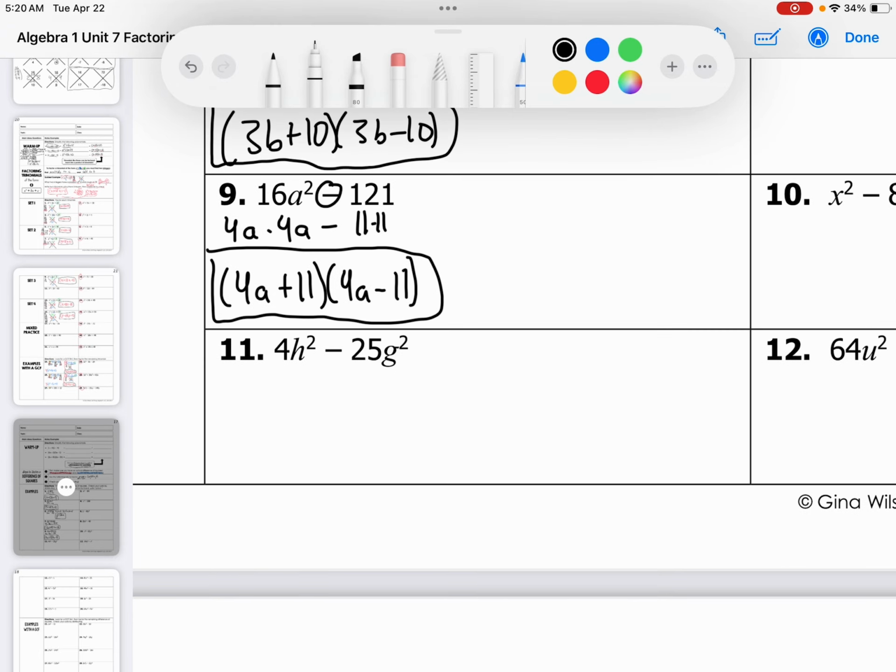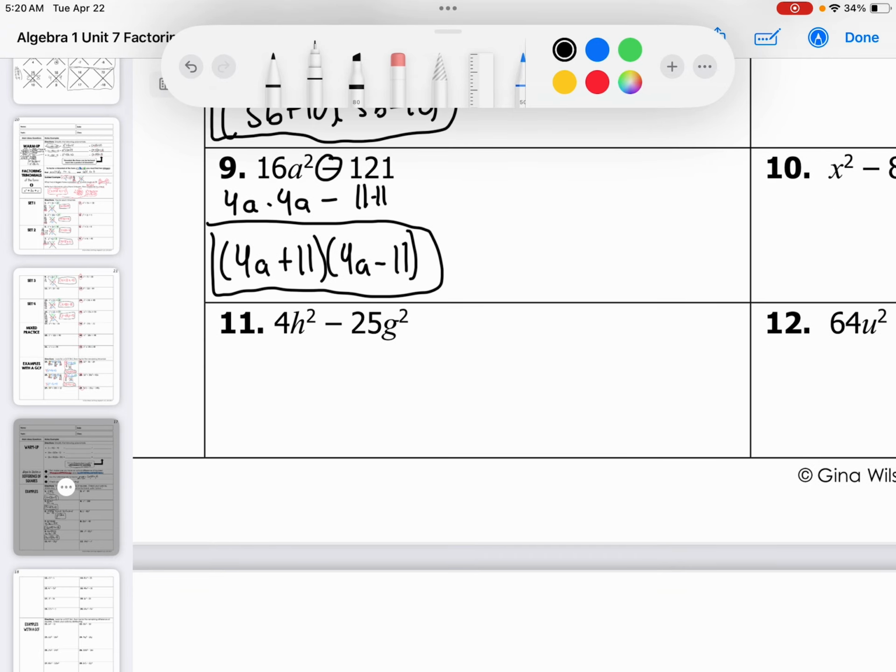And finally, for this page, the 4h squared minus 25g squared. 4 would be 2 times 2, and h squared would be h times h, minus the 25 would be 5 times 5, and the g squared would be g times g. So this is going to give me 2h plus 5g times 2h minus 5g.